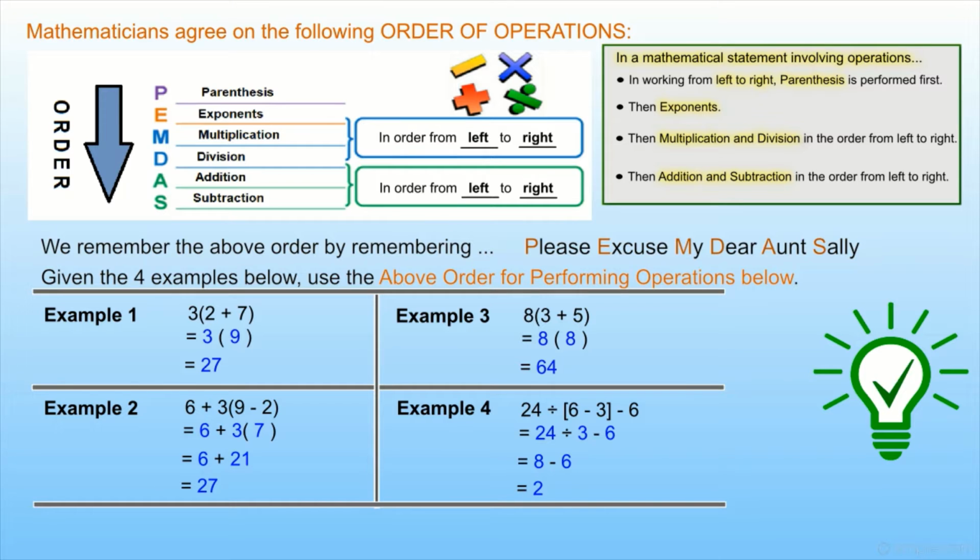Example 3. 8 multiplied by 3 plus 5 gives a result of 64. In example 4, first we calculate the parentheses. Then we perform the division first, followed by the subtraction. Example 4. 24 divided by 6 minus 3 minus 6 gives a result of 2.